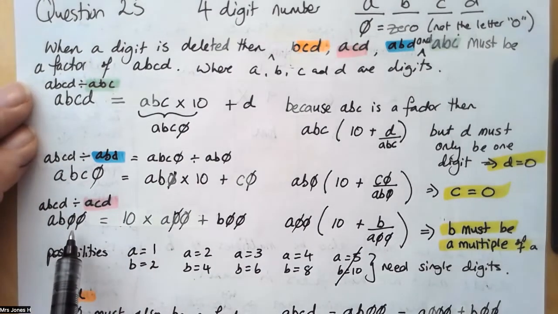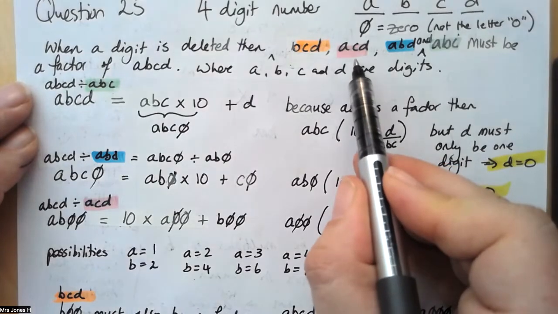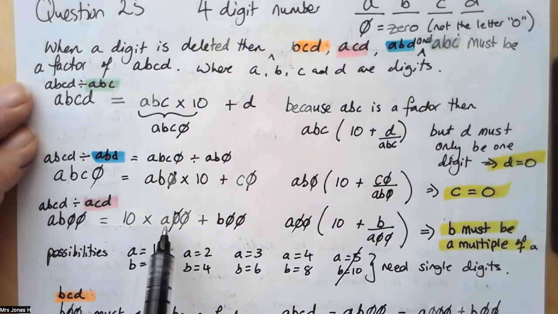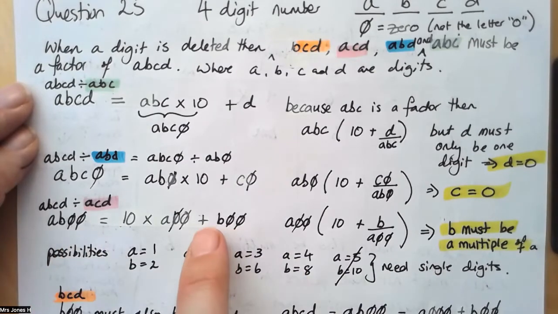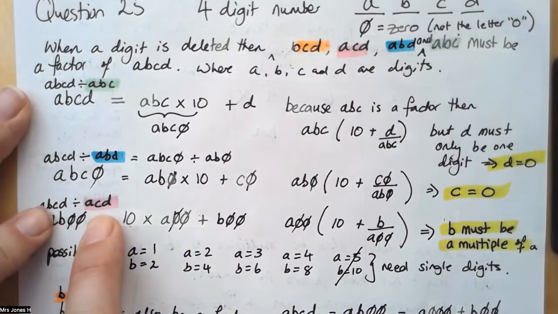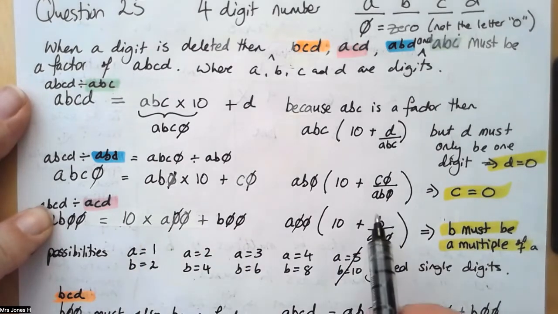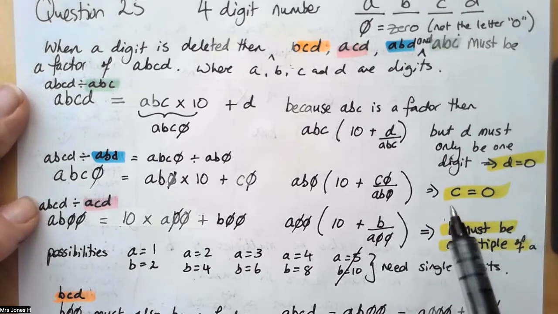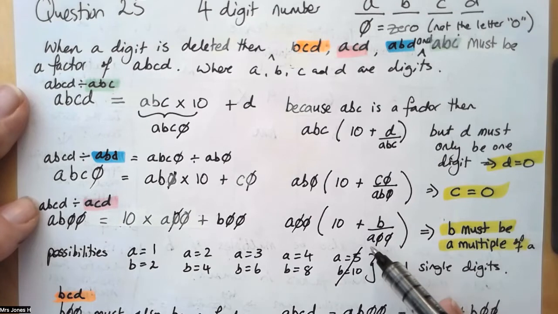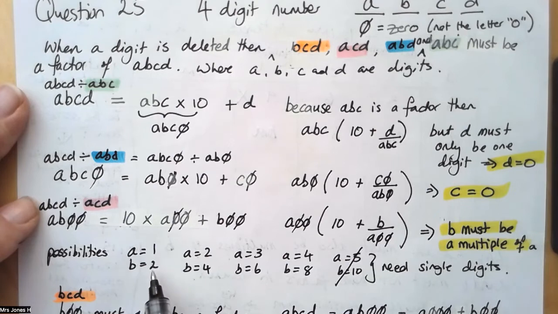Down here, we've got AB00, and we're now looking at ACD. So we can look at A multiplied by 1000, which gives us A000, and then we are adding B00. So this can be written like this. So B divided by A00, we know that B must be a multiple of A. So the possibilities we've got for A's and B's: 1, 2, 2, 4, 3, 6, 4, 8. Of course, it can be the same actually.